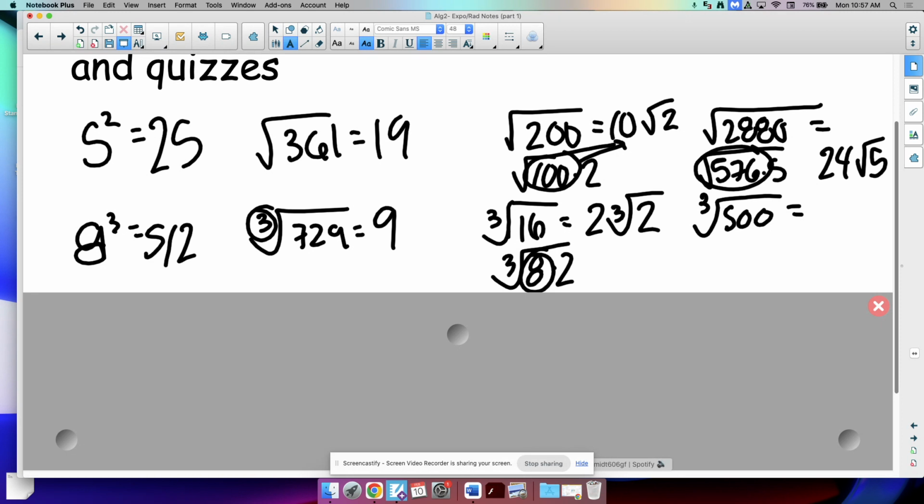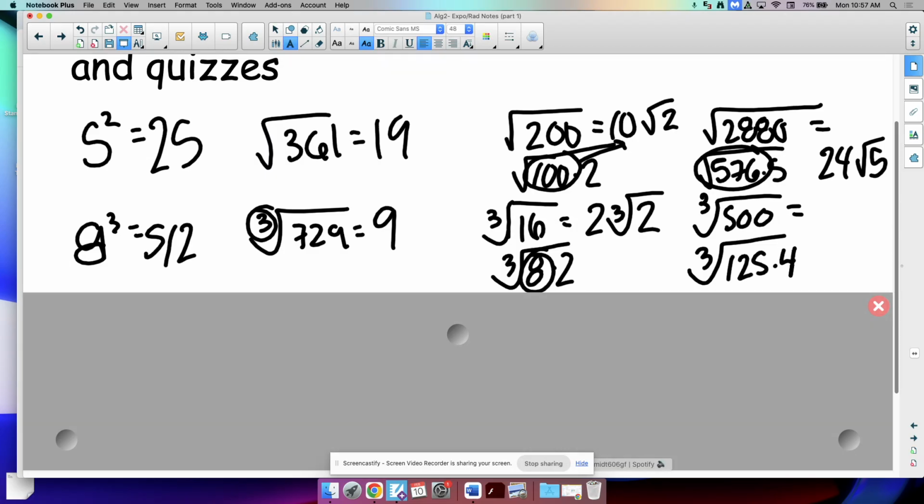If there's a 3 in that little nook, that's the index. That means we're looking at 3rd roots. So we have to look at the x to the 3rd power. 3rd root of 500. And your x to the 3rd, is 500 on there? No. What number on that list divides 500? 125. How many times? 4.